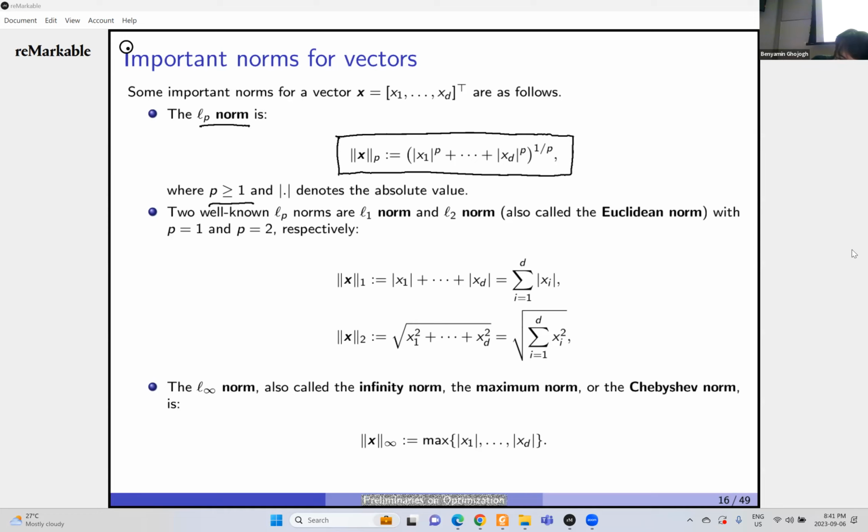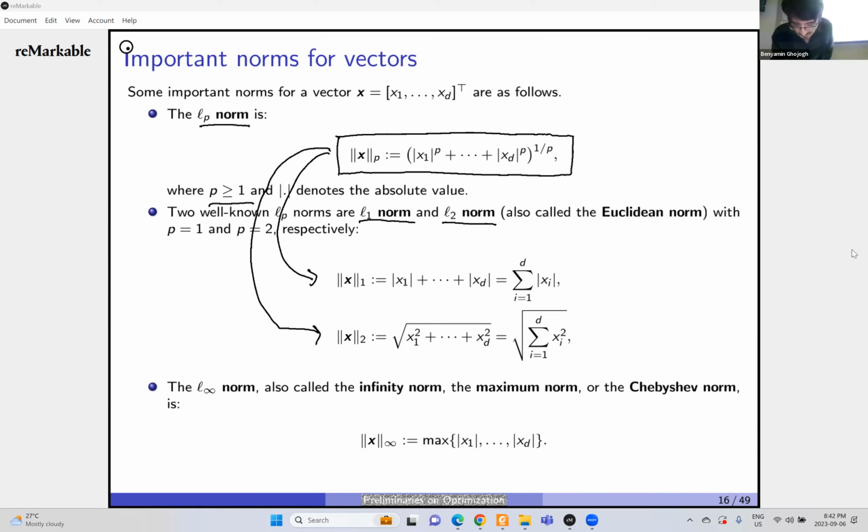Two well-known Lp norms are the L1 norm and the L2 norm. By the way, you might be wondering why these are useful for this course. Because cost functions are usually defined as norms. You see norms in cost functions, and we want to optimize the cost functions, right? You see this a lot. So the L1 norm and L2 norm. If you put p equal to 1, you will get this. p equal to 2, you will get this, right?